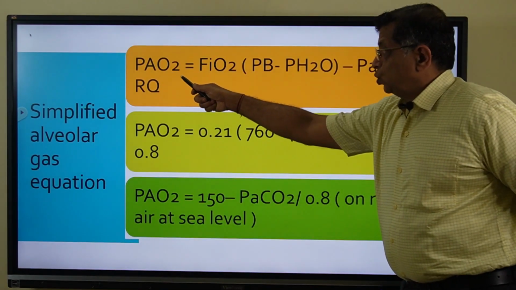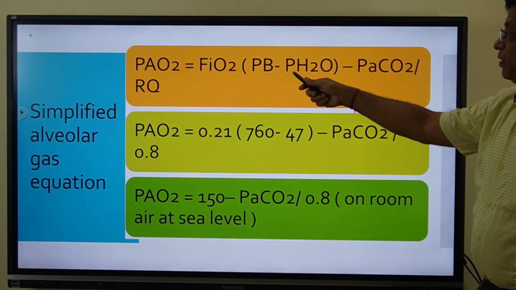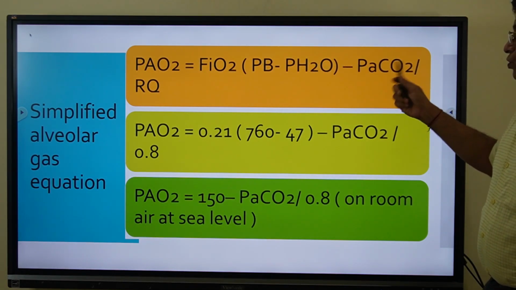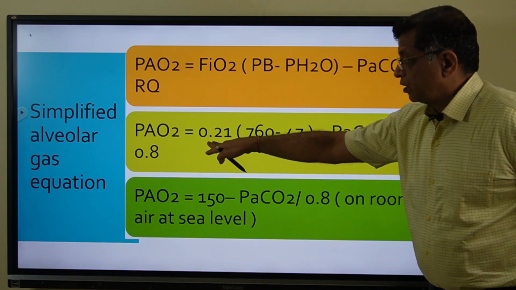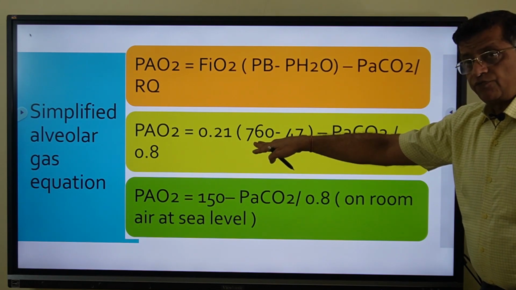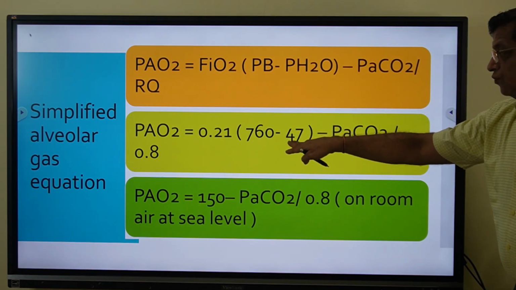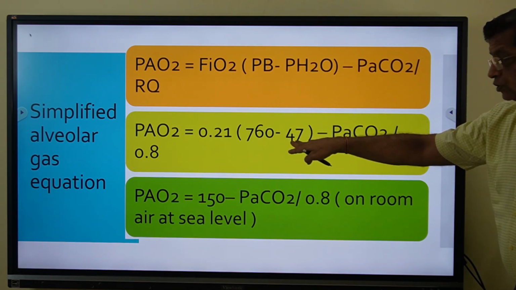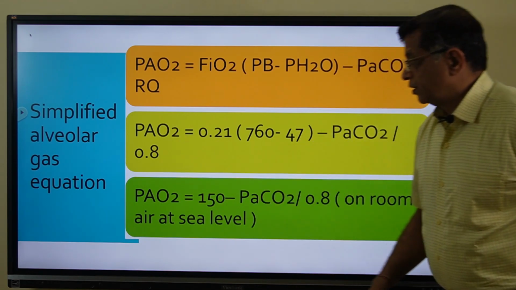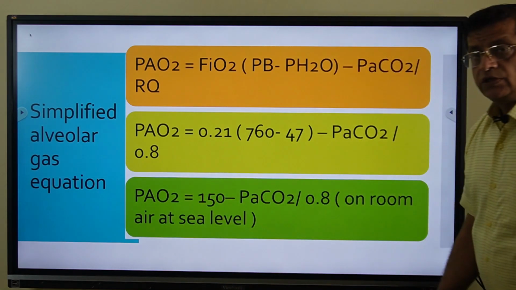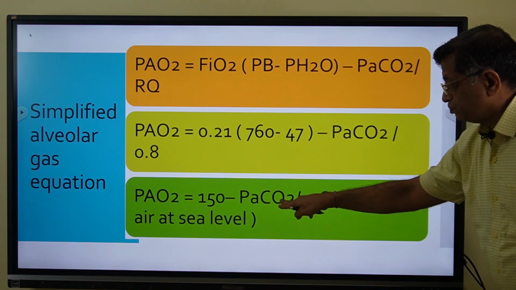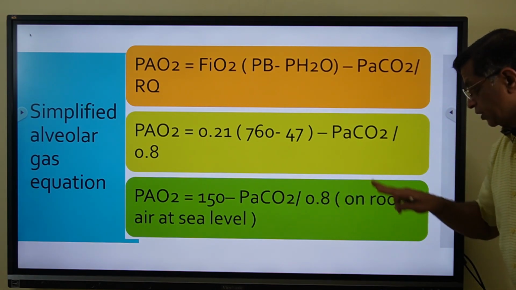PAO2 is equal to FiO2 multiplied by (Pb minus PH2O) minus PaCO2 divided by respiratory quotient. So this is FiO2 is 0.21 in room air, atmospheric pressure is 760, partial pressure of water in alveolus is 47, minus PaCO2 divided by 0.8. This is the respiratory quotient. So the equation is simplified as follows: PAO2 is equal to 150 minus PaCO2 divided by 0.8.